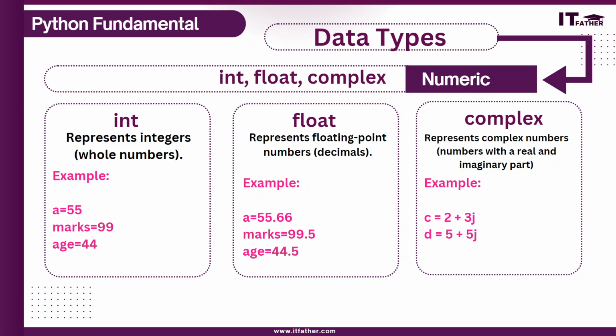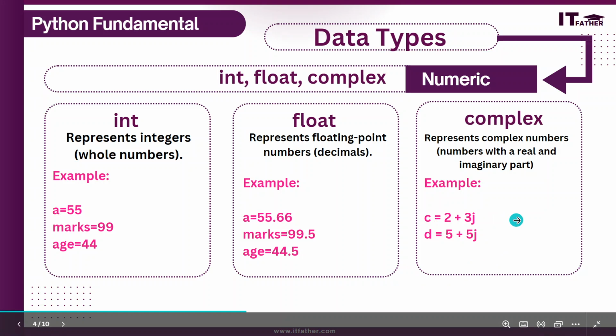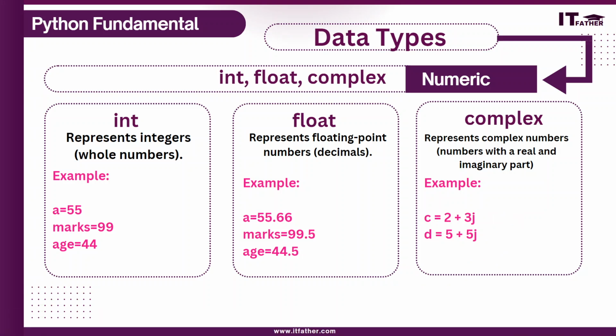And another type of data we have in Python is complex. Complex data is used to represent complex numbers, and these numbers have a real part and an imaginary part together. For example, c equal to 2 plus 3j and d equal to 5 plus 5j. Here 2 is the real value, and 3j is the imaginary part. So these data types are used for scientific purposes and also for mathematical problem solutions. We will discuss them in detail.